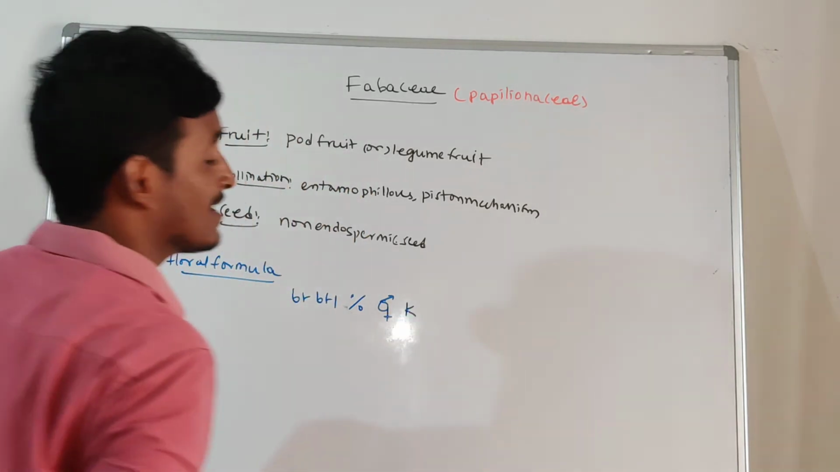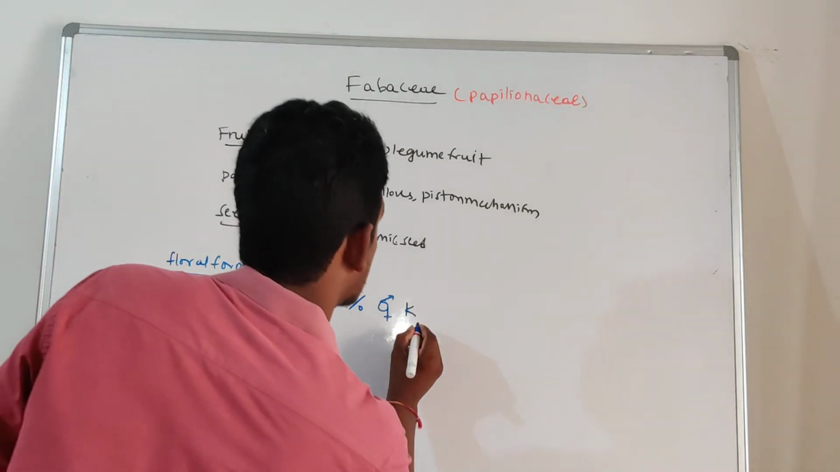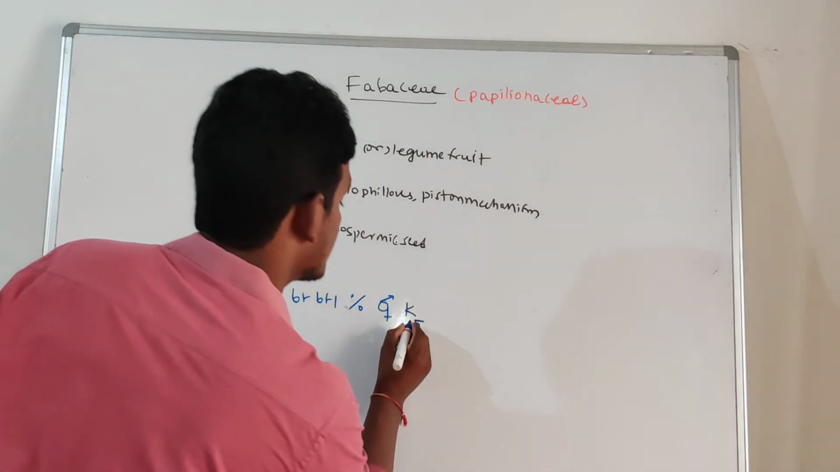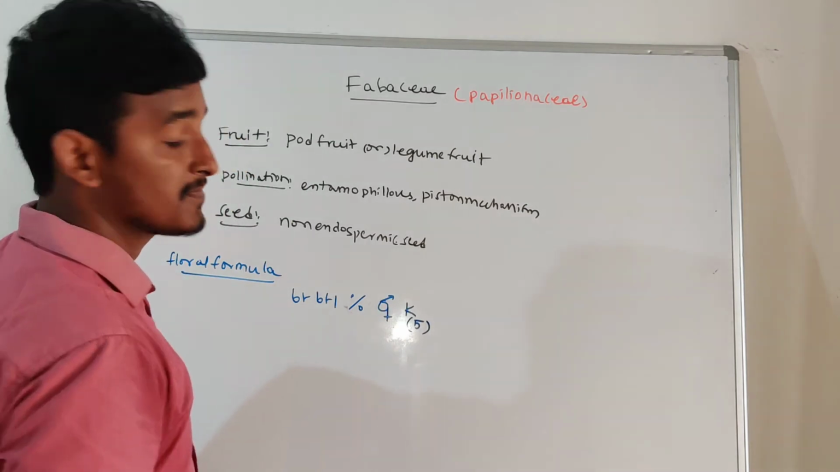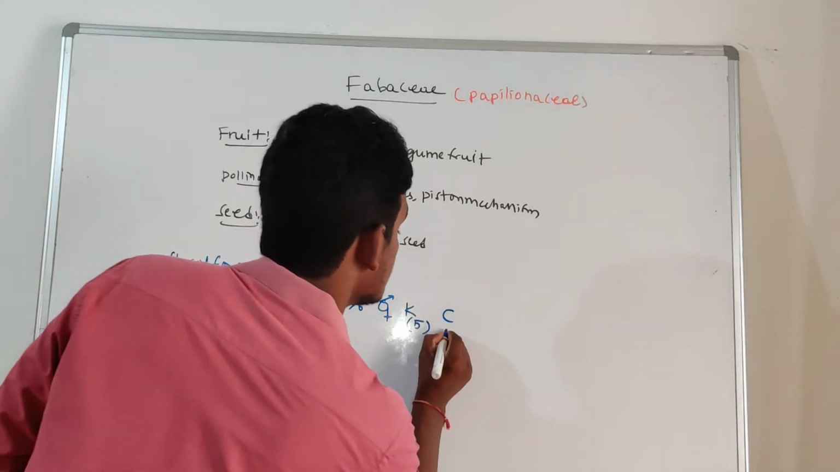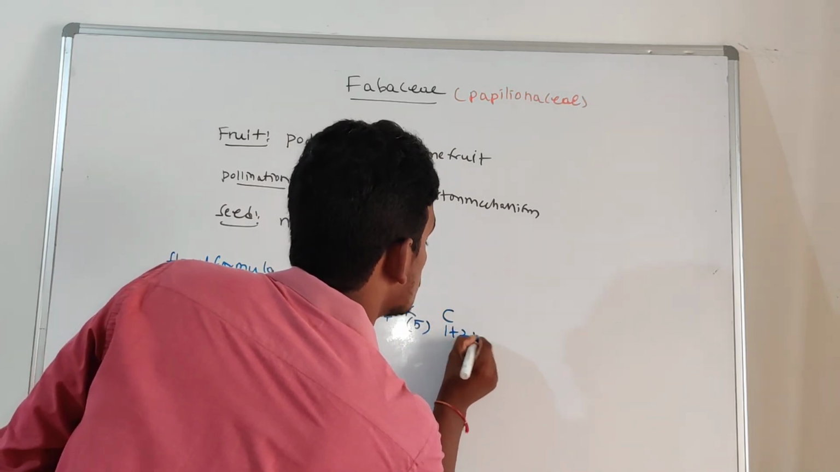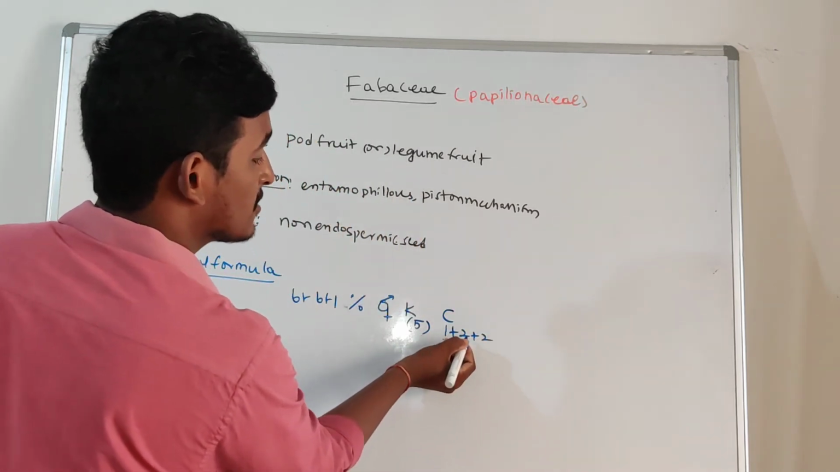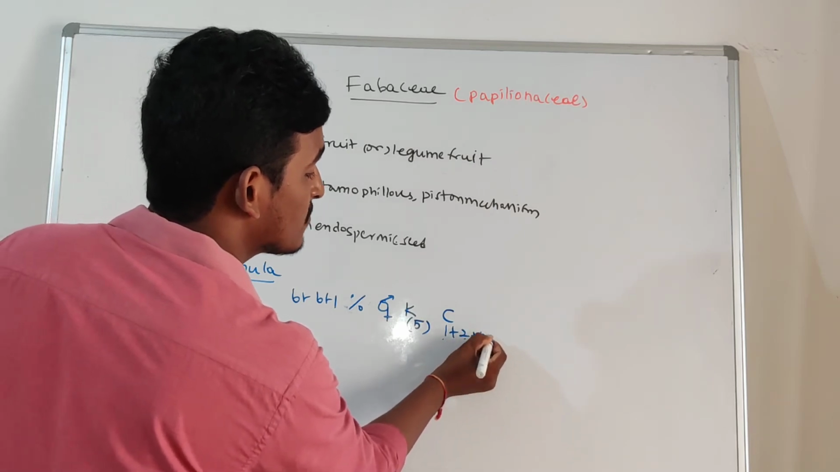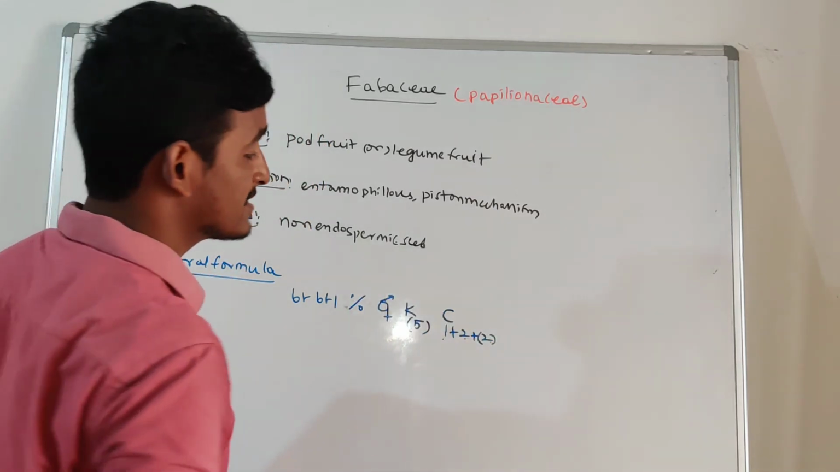So later about the calyx. How many are present? Those are 5. Are they united or separated? United. So later about the corolla. What is the arrangement? 1 plus 2 plus 2. So one standard petal, two wing petals, two keel petals. Here the keel petals are united, so that's why we have put brackets here.